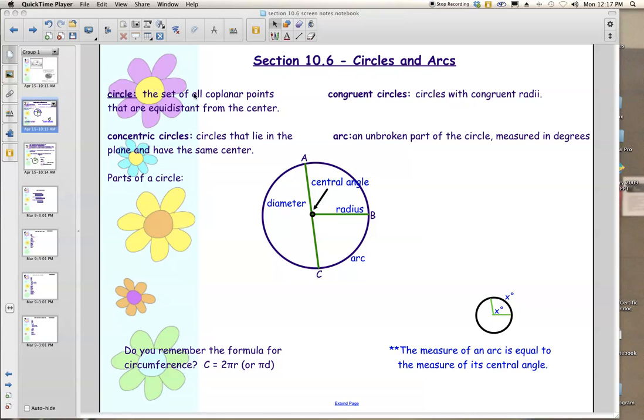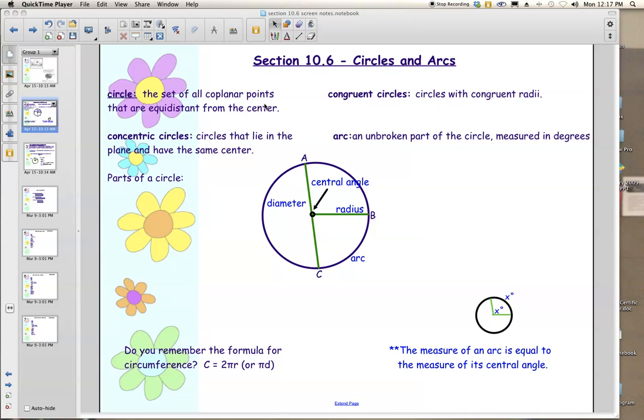The definition of a circle is the set of all coplanar points that are equidistant from the center. That is different from the definition of a sphere, which you will learn in chapter 11. The only difference, however, is the word coplanar. So the word coplanar is very important in this definition: the set of all coplanar points that are equidistant from a center point.